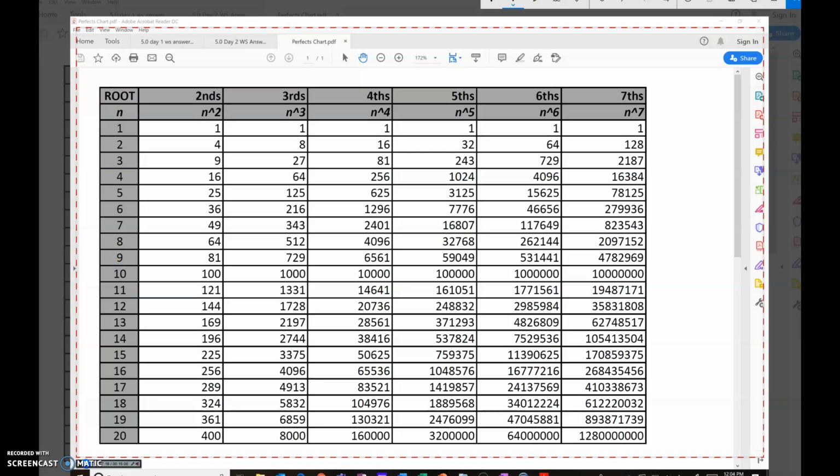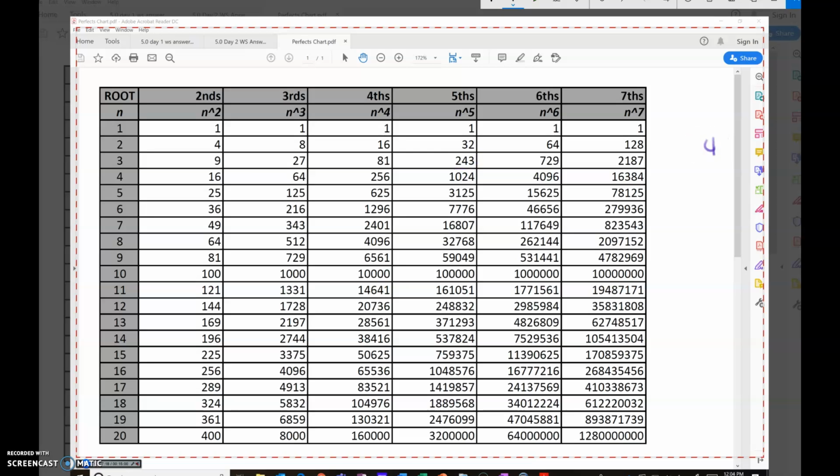6,561. So do you see how you can take a number and then raise it to whatever column? So what is 2 raised to the 7th? 128. You can also use this backwards. If I asked you for the 5th root of 243, you go to the fifths column, you'd find 243, and then you'd go all the way over to the left. The 5th root of 243 is 3.